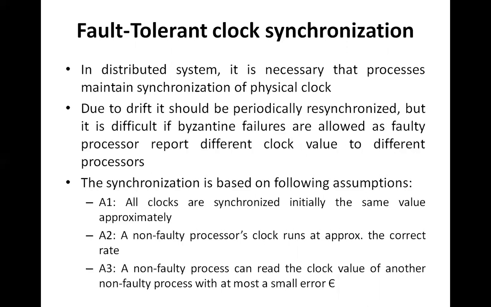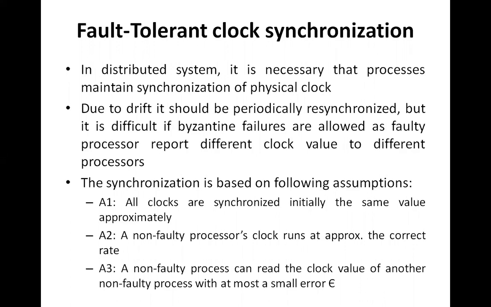Now the second assumption is that a non-faulty processor's clock runs at approximately the correct rate. Whenever we talk about the correct rate, it means that 1 second of clock time is equal to 1 second of real time. So correct rate means whatever is the real time per second, the same is 1 second of clock time. There is no assumption made for the faulty processor. These are all the assumptions made for the non-faulty processors.